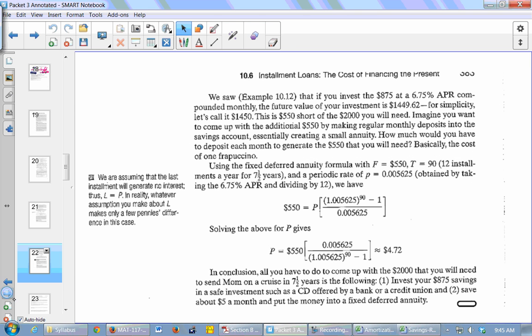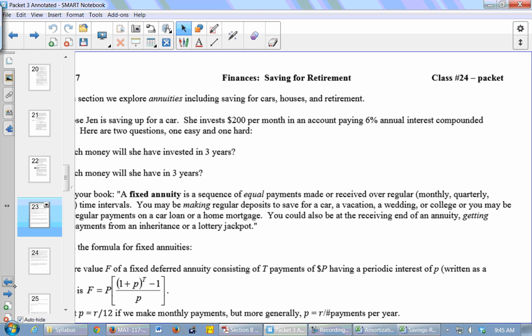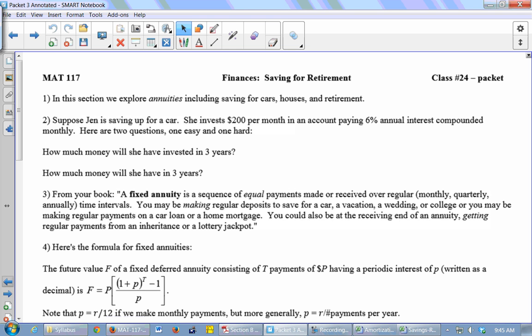So I'm just going to jump to the lesson here. All right, so in this section, we're going to explore annuities. We talked about saving for cars and houses. We talked about borrowing for cars and houses. Today, we're going to talk about saving for cars and houses and retirement. So let's say Jen is saving up for a car. She's going to put $200 a month in an account that pays 6% interest compounded monthly.